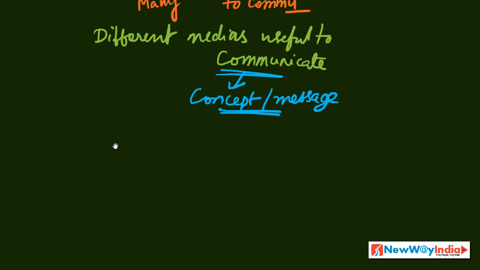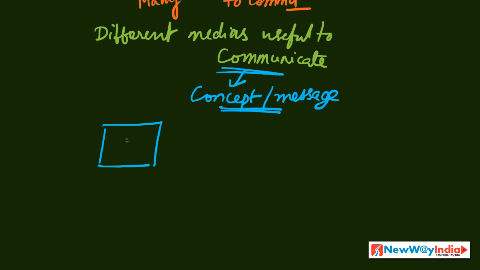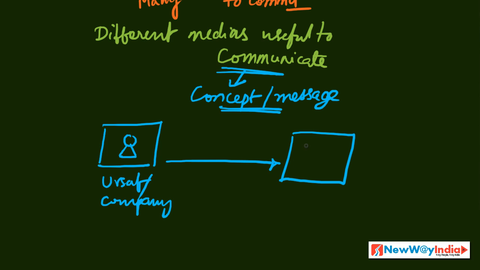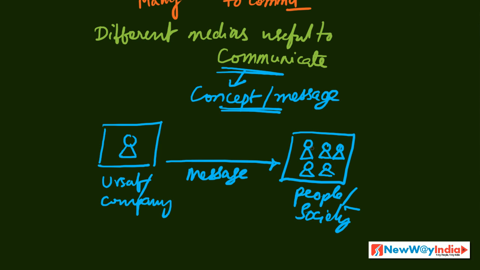For example, you are here. You means yourself or your company. There is some target audience, which means a mass group of people, a society. Yourself or your company wants to communicate some message or concept to a group of people.